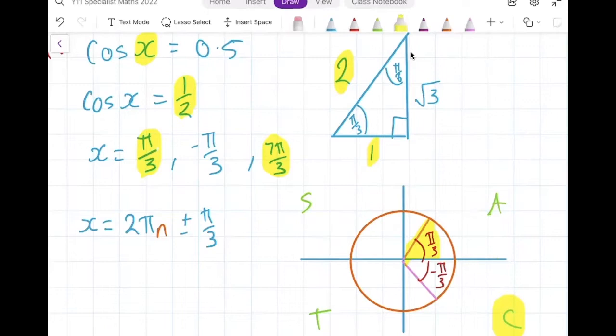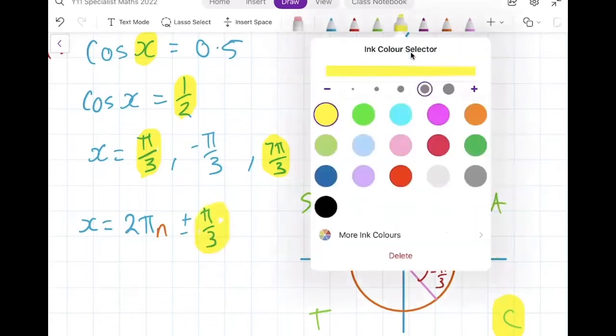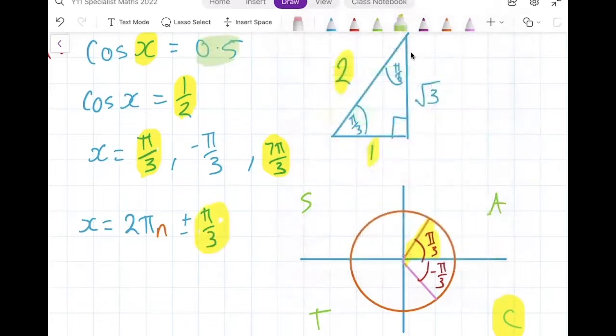Now, in terms of how we could do this for other angles, this 2 pi n part is going to stay the same. And I'm just going to change this value based on what my solution is over here. So if this was root 3 over 2, then it would be pi on 6. But the idea stays the same, where it's going to be my rotations around the circle plus or minus my angle for any cos function.